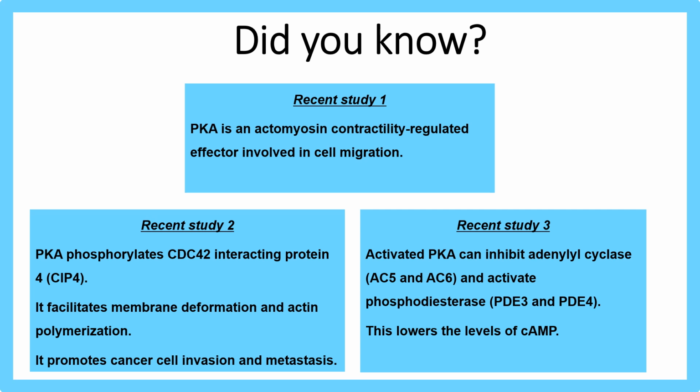And recent study 3 is that activated PKA can inhibit adenylyl cyclase, particularly subtypes AC5 and AC6. And this is what activates the phosphodiesterases PDE3 and PDE4, which lowers the levels of cAMP.